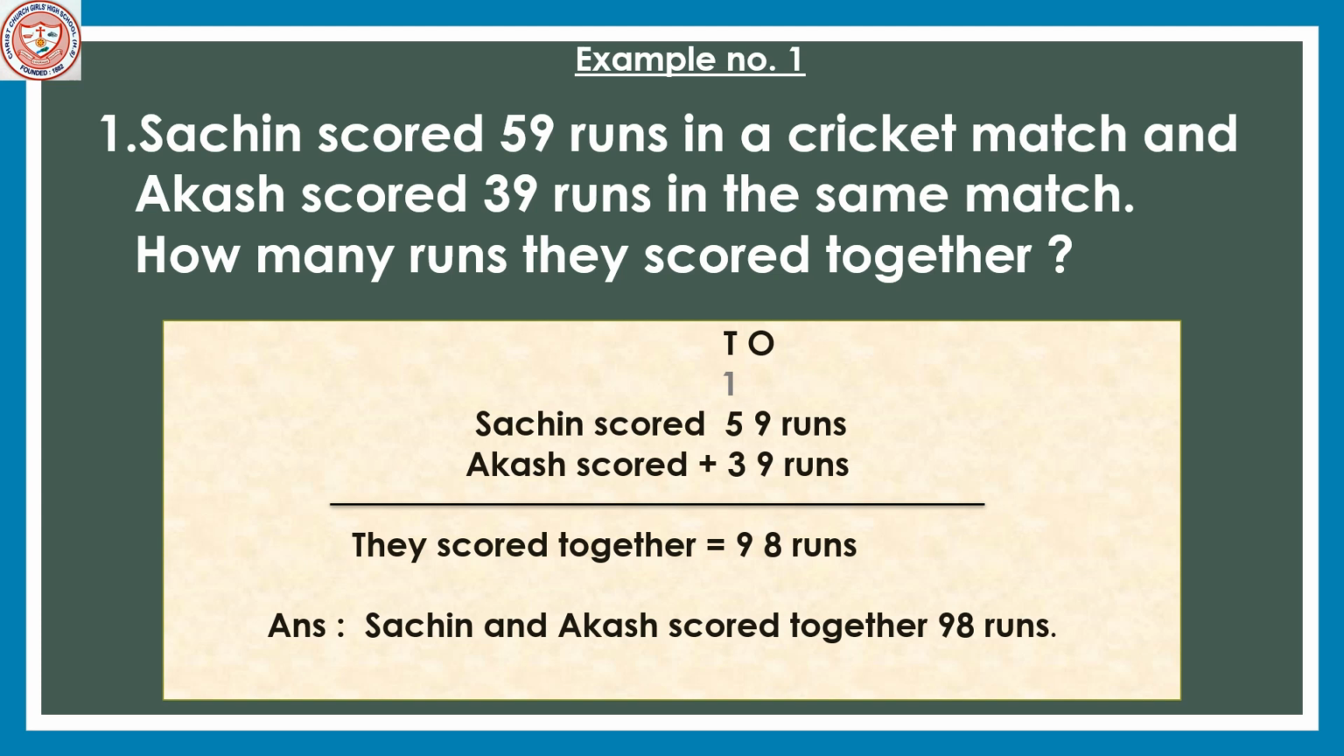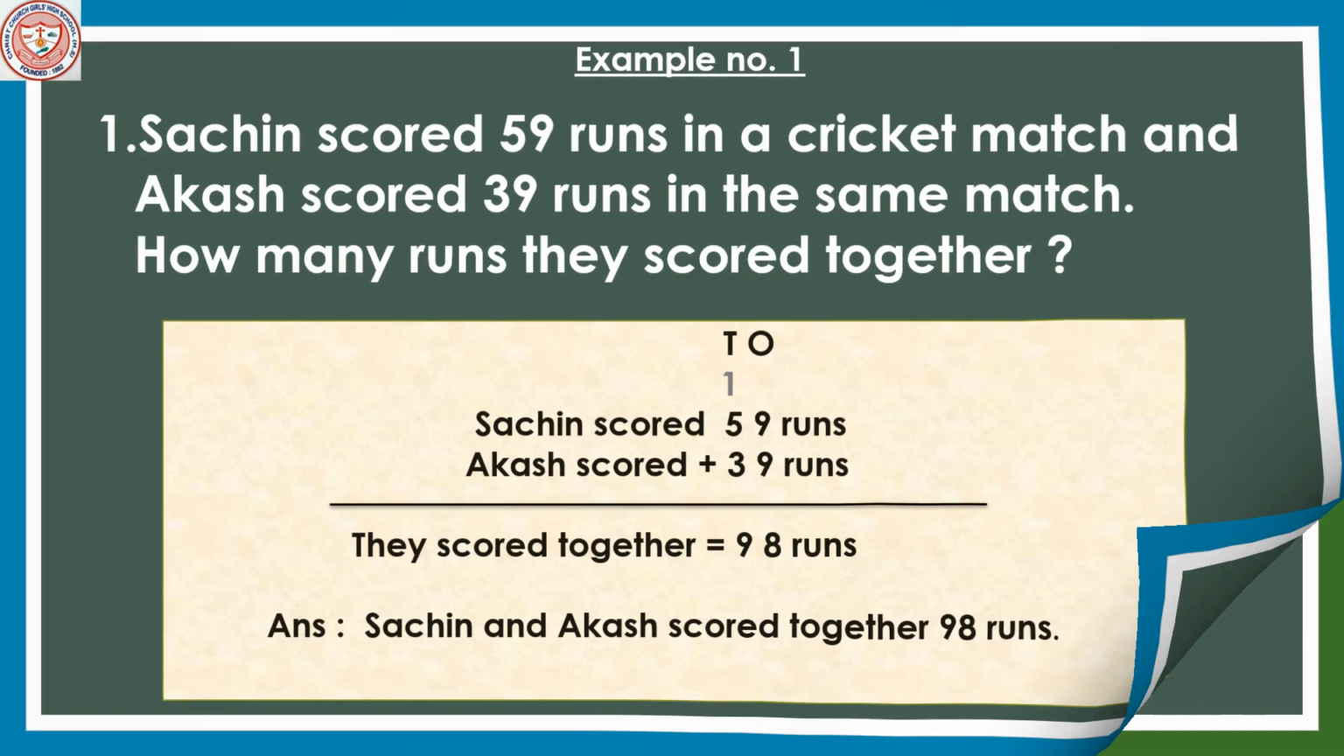Now step 2. Add the tens, that is 1 plus 5 plus 3 is equal to 9. Now write 9 under the tens column. So we got the answer as 98. Now we got the answer, and the answer is Sachin and Akash scored together 98 runs.